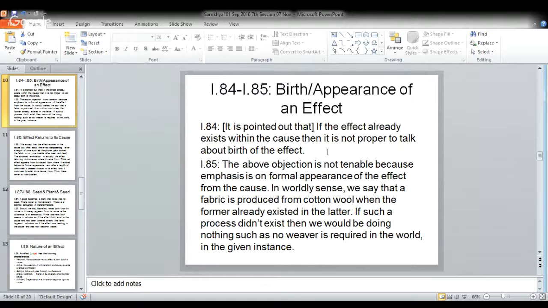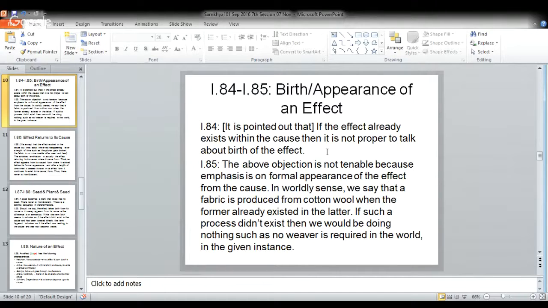Well, he was trying to say that the fabric is an effect and it has a specific cause, namely cotton wool. It cannot be coming out of wood or it cannot be coming out of wheat and so on and so forth. So he is saying the specificity of the cause. He went a step further saying that as if the effect is already in the cause.